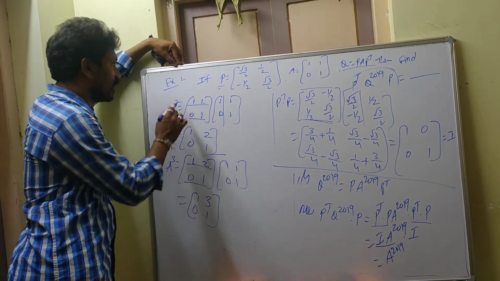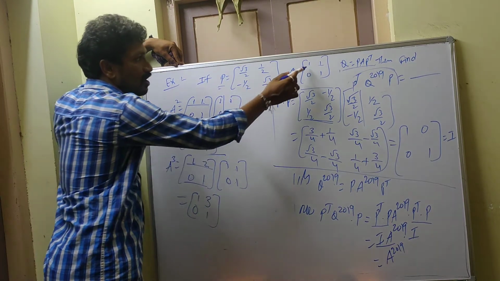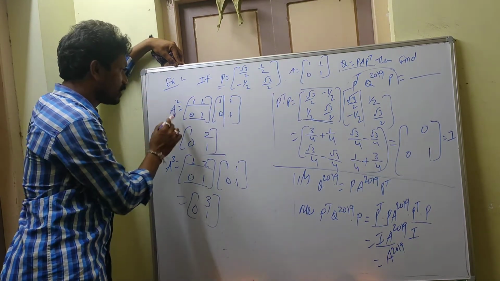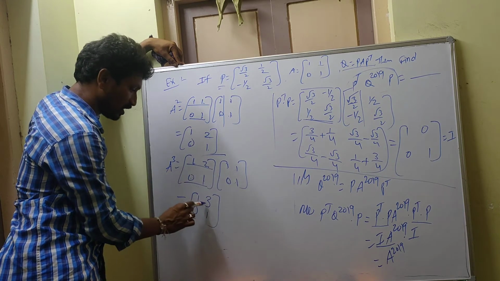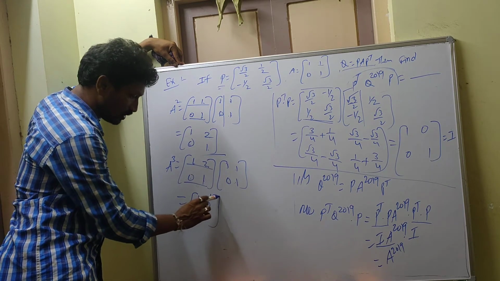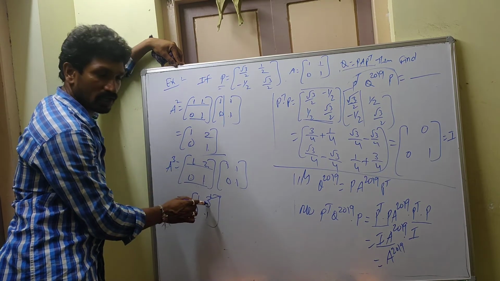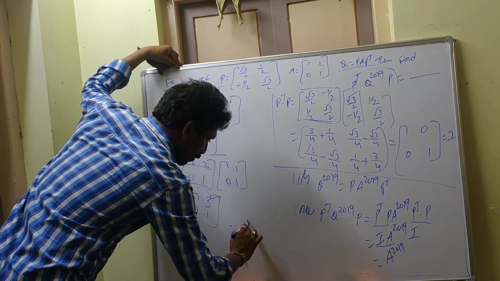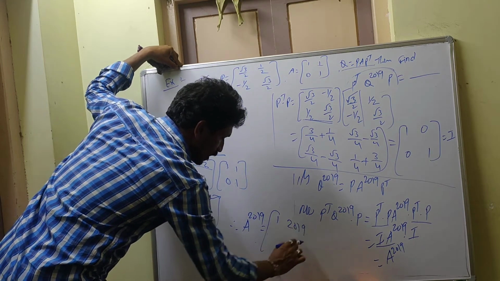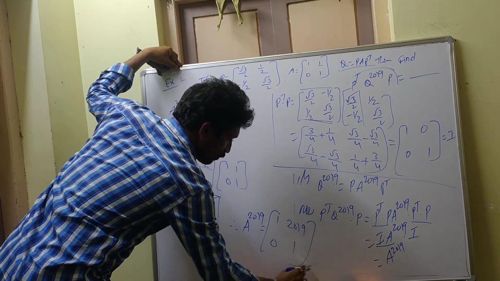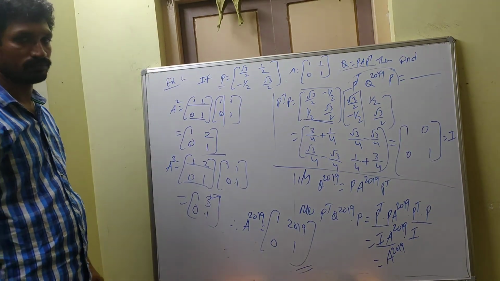So it is very clear. If A means here 1, the remaining are all 0, 1, 0, 1. A square means here 2, 1, 0, 1. A cube means here 3, 1, 0, 1. So only this position is changing, and the number here is the same as the power. Therefore A power 2019 is equal to 1 2019 0 1. This is our required answer. Clear?